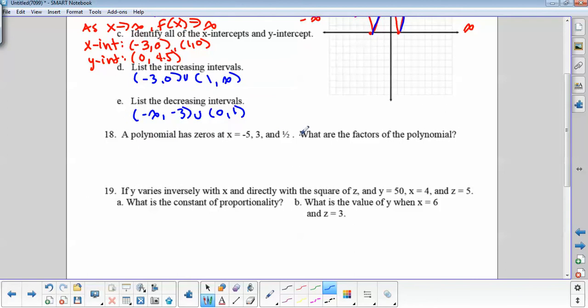If these are the zeros of the polynomial, we want to write the factors. Now, if this is -5, then your factor is x plus 5. And if this is +3, your factor is x minus 3. And if you have a 1/2 here, you might start with x minus 1/2, but you can't have a fraction in your factor. So take that denominator and multiply the factor by that number. So if I multiply that by a 2, and I distribute it like this, that becomes 2x minus 1. And then the other factors were fine as they were.